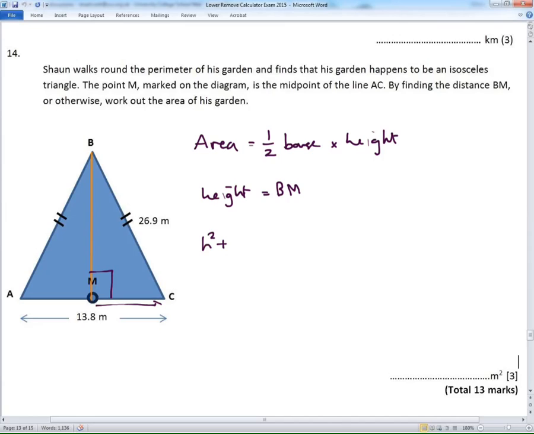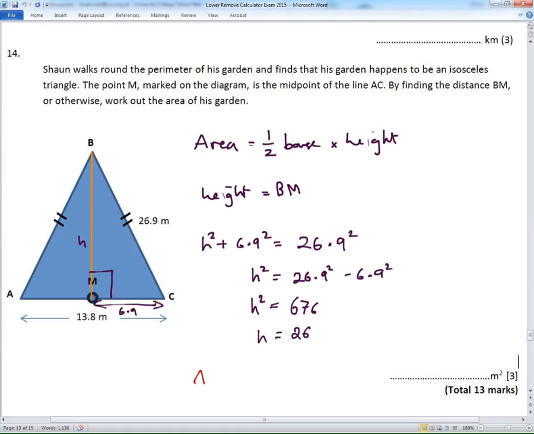So we can use Pythagoras. We know that the height squared plus that 6.9 squared is going to be equal to the longer side squared, 26.9 squared. So to find height squared, we're going to do 26.9 squared minus 6.9 squared. Putting that in your calculator, you're left with the height squared is 676, so the height is 26. This is the height of the triangle, so to find the area, we're going to do half of the base, which is 13.8, times by the height, which is 26.